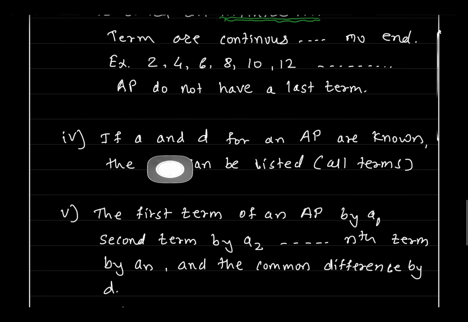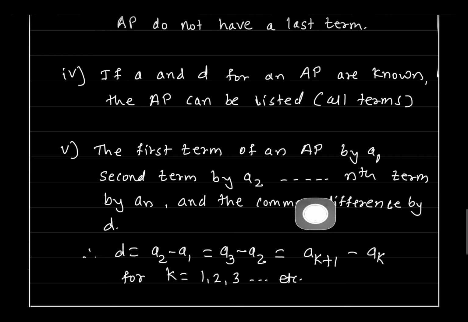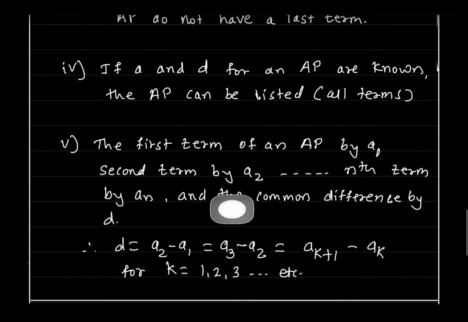The next point: if A and D for an AP are known, then the AP can be listed. In many examples we will see further on, A is given and D is given. A means the first term, D means the common difference, and then the AP can be found. It depends on how the question is given.